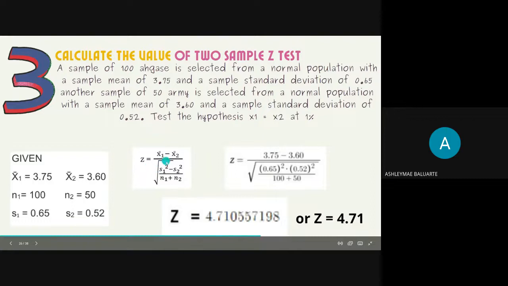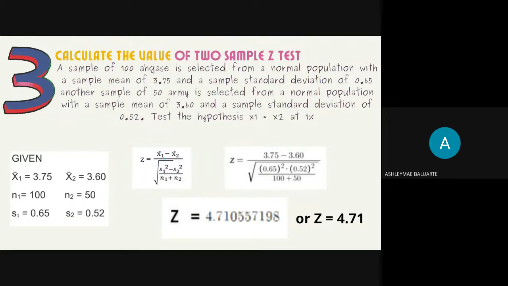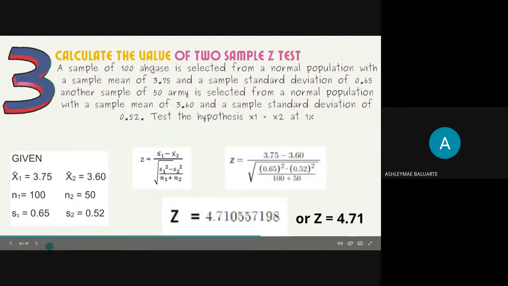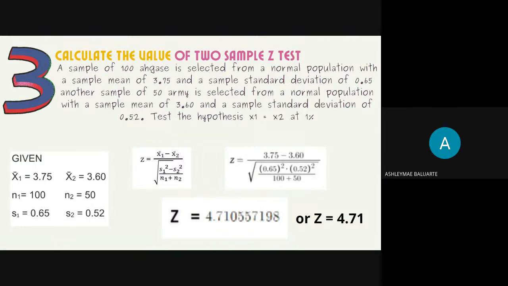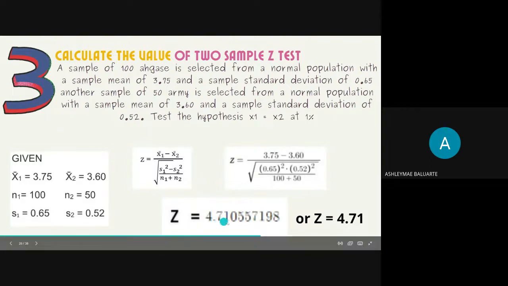Z is equal to sample mean 1 minus sample mean 2 divided by the square root of standard deviation 1 squared minus standard deviation 2 squared over n1 plus n2. So, we need to substitute yung nakuha natin given. So, Z is equal to 3.75 minus 3.60 divided by the square root of 0.65 squared minus 0.52 squared over 100 plus 50. And we will get the z is equal to 4.71.